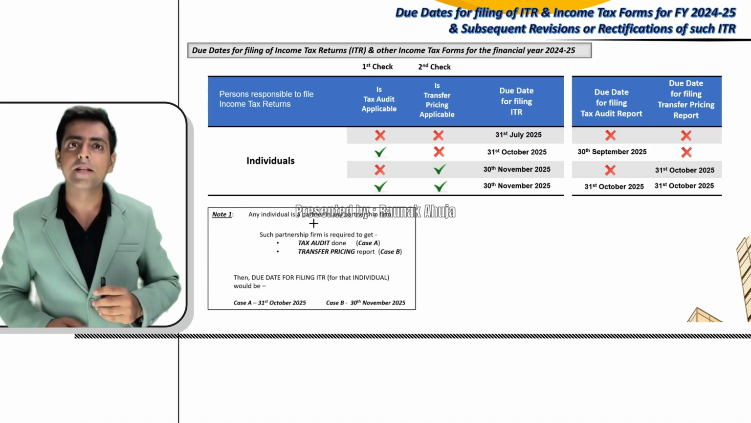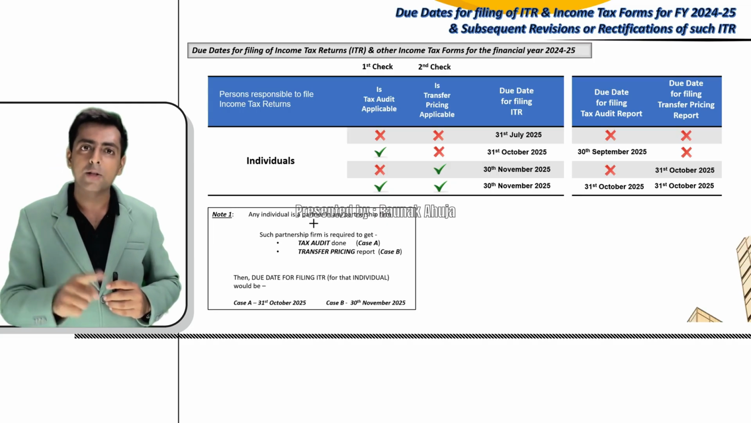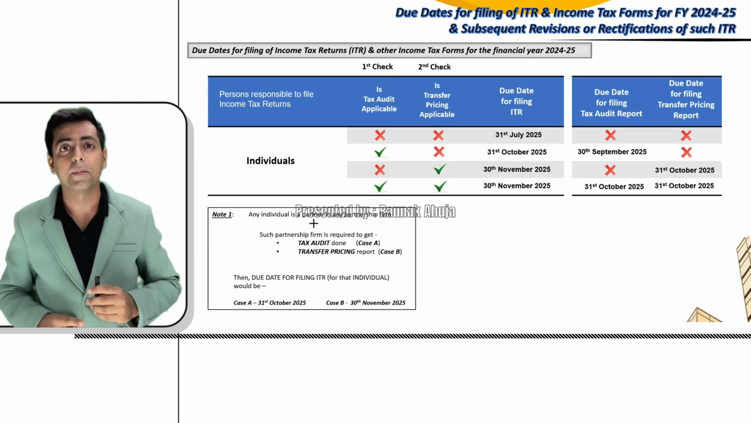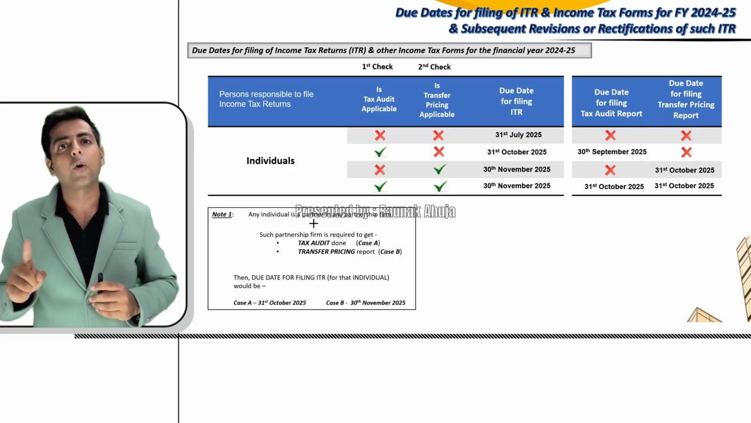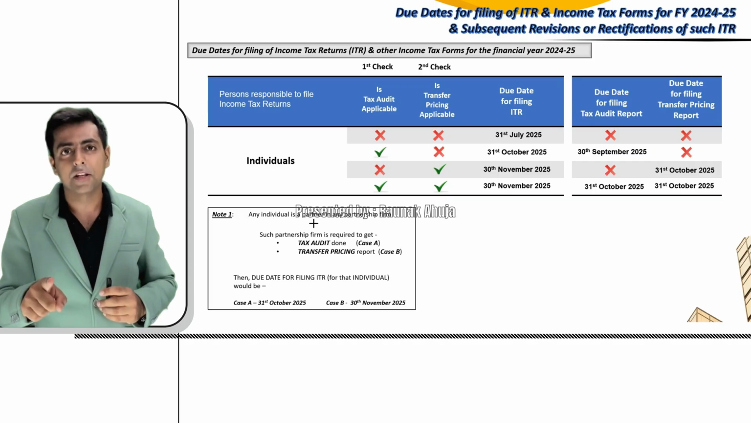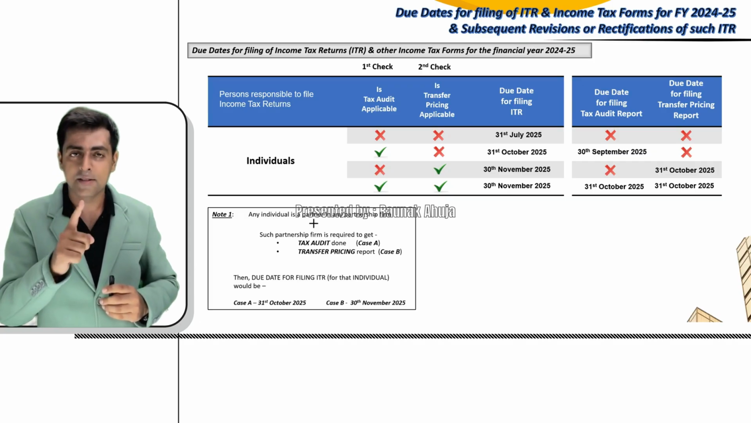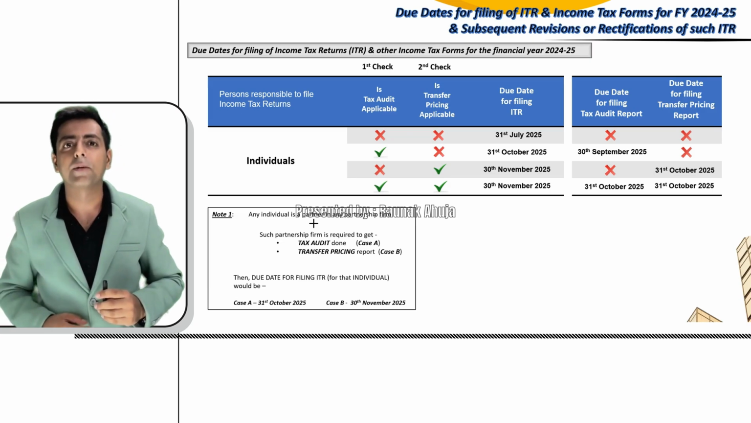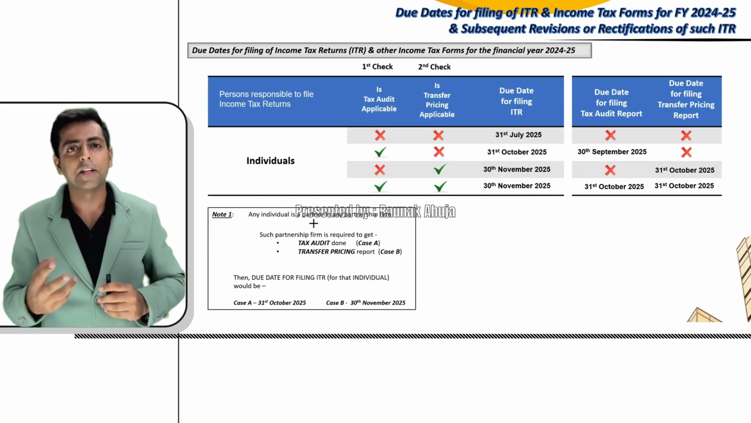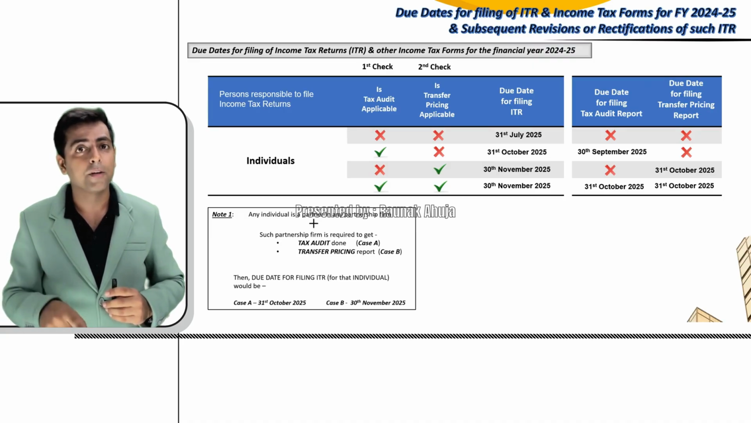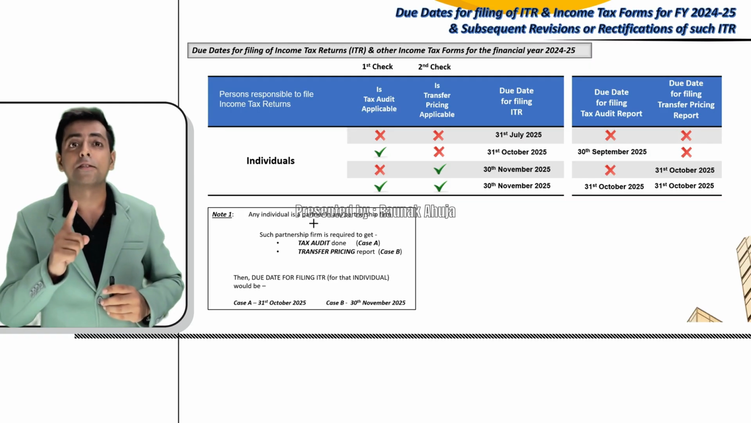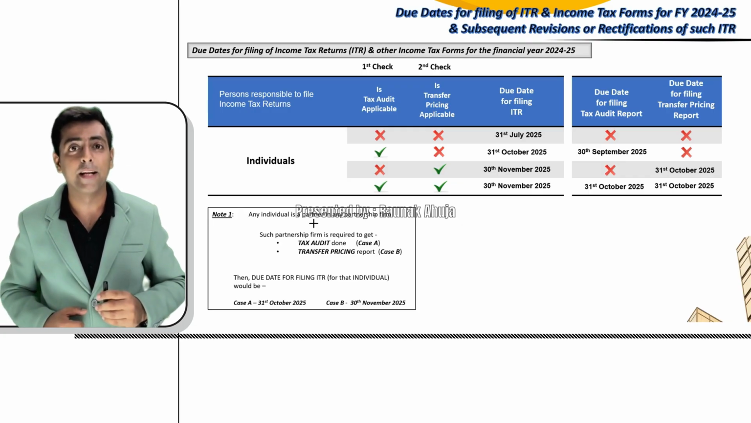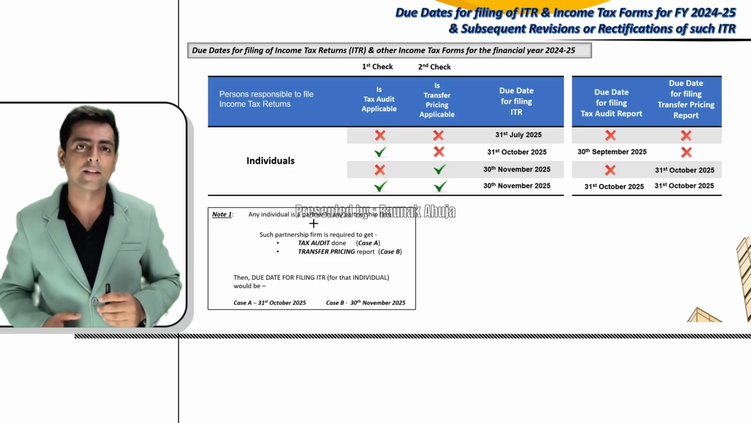Now, in case an individual to whom neither the tax audit nor the transfer pricing provisions are applicable is a partner of a firm to which tax audit or the transfer pricing provisions are applicable, then in such a case, the due dates would differ. If the transfer pricing provisions are applicable to the firm, then the due date of filing of ITR for the individual would be 30th of November. However, if the transfer pricing provisions are not applicable to the firm, but the tax audit provisions are applicable, then the due date for filing of ITR for the individual would be 31st of October.